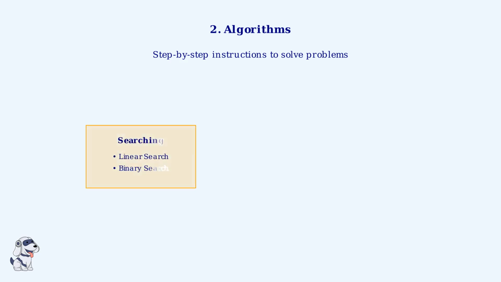Searching algorithms help you find specific data within collections. Linear search checks each item sequentially, while binary search uses a divide-and-conquer approach for sorted data, making it much faster. Sorting algorithms arrange data in a specific order. Bubble sort compares adjacent elements and swaps them if needed, while selection sort finds the smallest element and places it in the correct position.